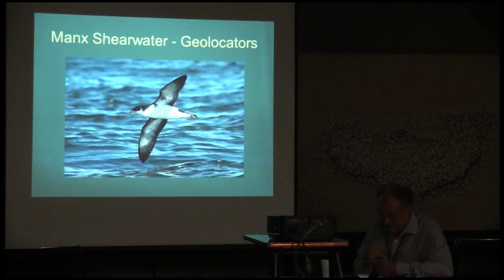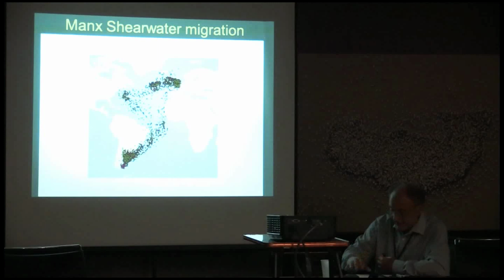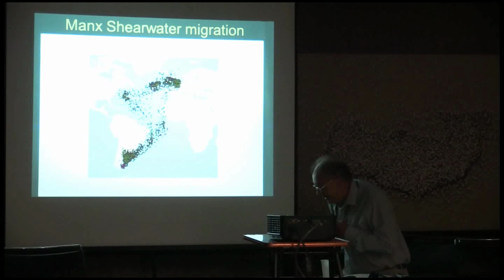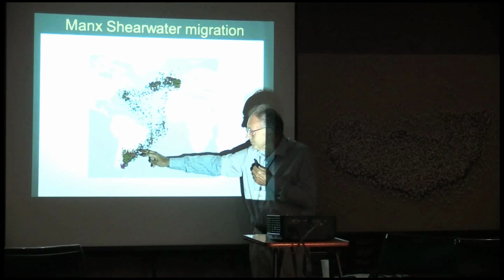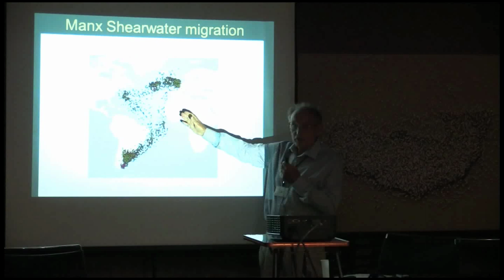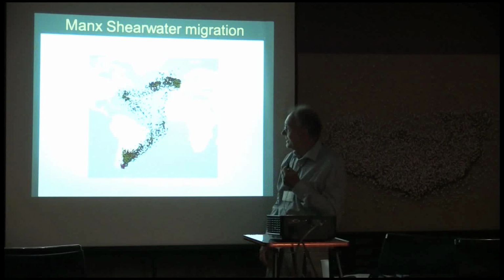This is Manx shearwater, of which a large number have been ringed or banded or tagged on an island off the coast of Wales. They were followed on migration, and Wales is somewhere up there, and they migrate down here past Spain, past the coast of Africa, cross the southern Atlantic, and spend the winter on the coast off Brazil, now in Argentina. Well, we actually knew that from ring recoveries, because we do have a few recoveries in each of these places. But what we didn't know is that they take a different route back.